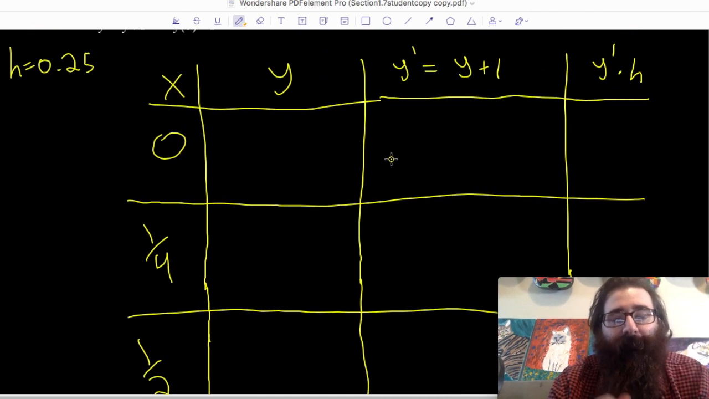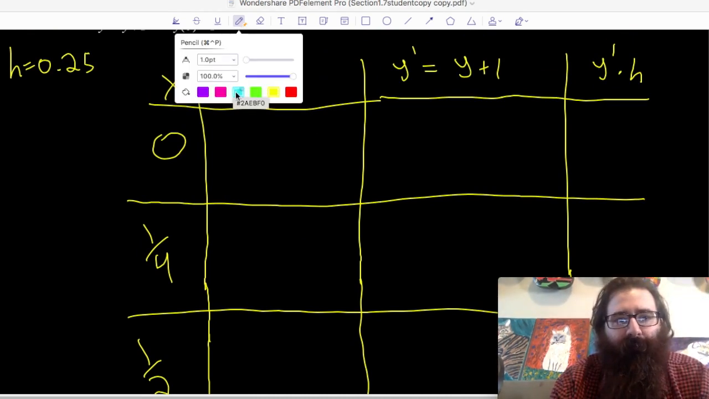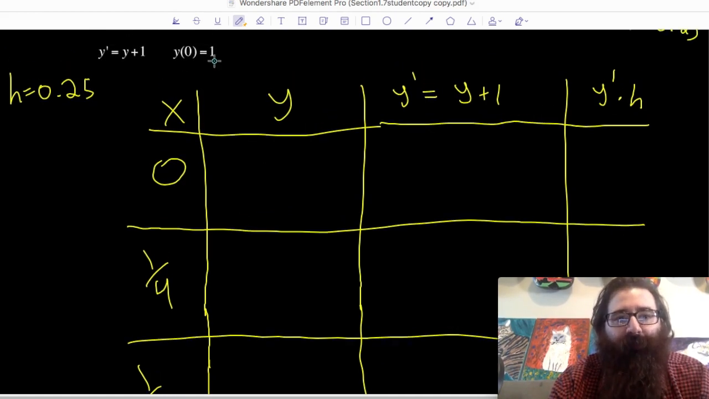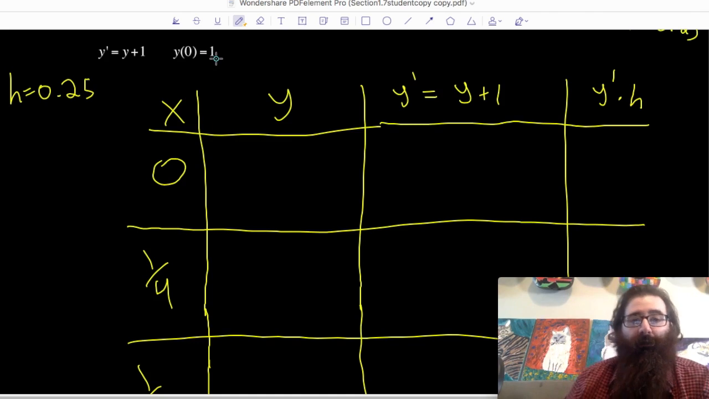Now we want to start filling out the rest of the information. Let me do this in a bit of a different color so it stands out a bit. I'm given the very first y value with this initial value. It says y at 0 is equal to 1. This means when x is 0, y is equal to 1. So I can fill that in. So that's an ordered pair. X is 0, y is 1.